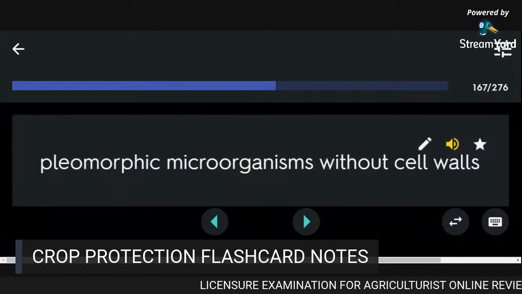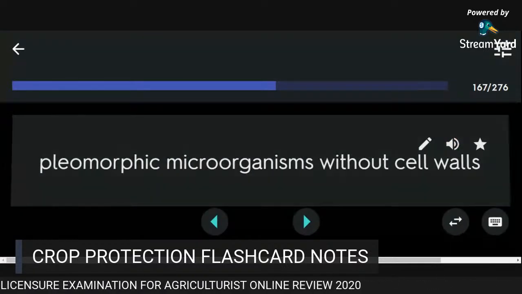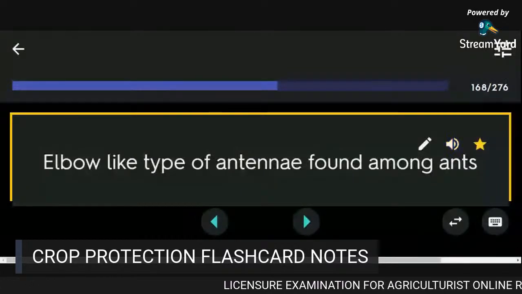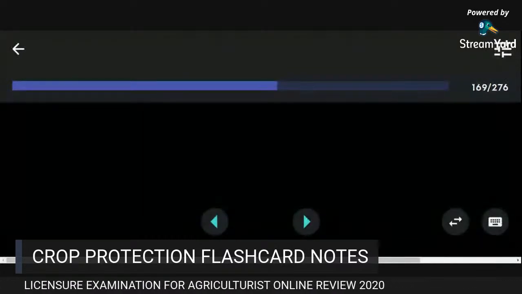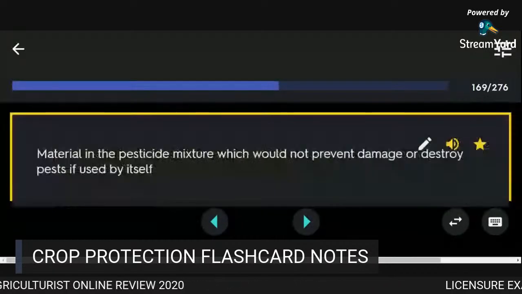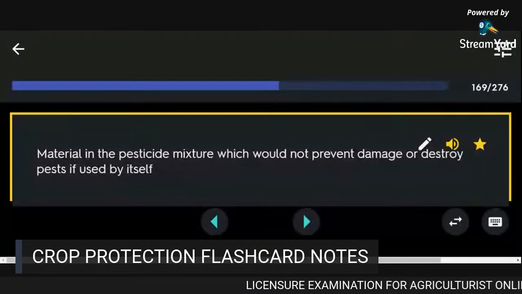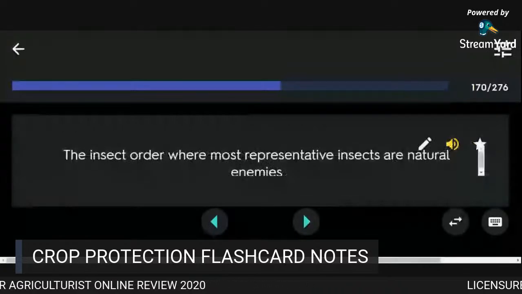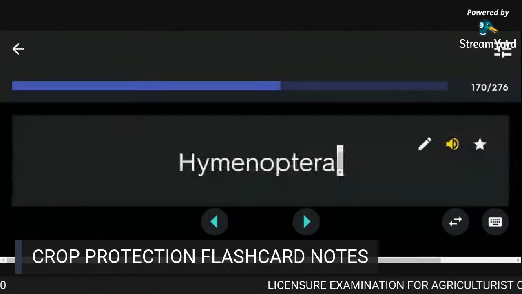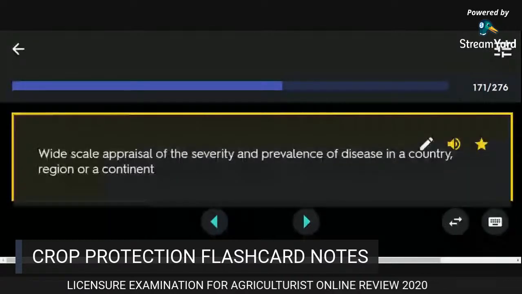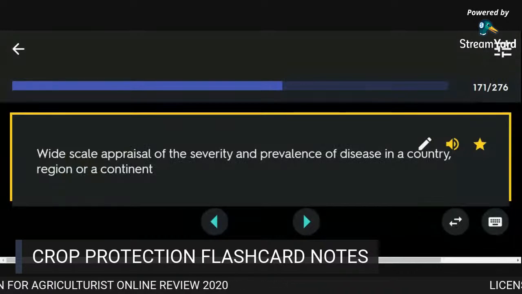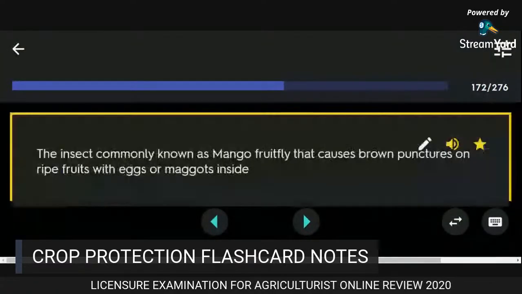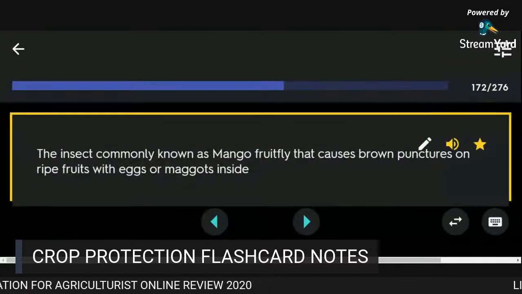Pleomorphic microorganisms without cell walls. Mollicutes. Elbow-like type of antennae found among ants. Geniculate. Material in the pesticide mixture which would not prevent damage or destroy pests if used by itself. Carrier. The insect order where most representative insects are natural enemies. Hymenoptera. Wide-scale appraisal of the severity and prevalence of disease in a country, region or a continent. Disease survey. The insect commonly known as mango fruit fly that causes brown punctures on ripe fruits with eggs or maggots inside.